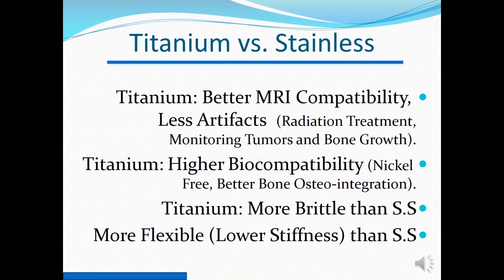If you compare titanium versus stainless steel, titanium has advantages. It has better MRI compatibility because most of the patients may require MRI after surgery. So it's better to have a titanium implant. Less artifacts. Titanium has a higher biomechanical compatibility. Titanium is less brittle than stainless steel. It is more flexible, so it is less stiff than stainless.